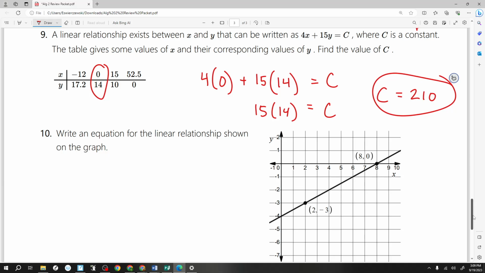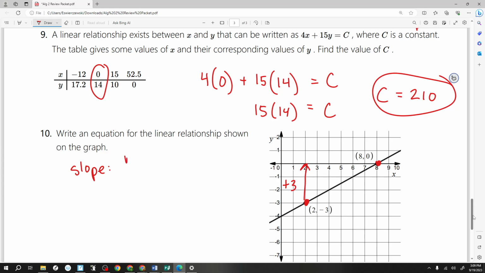Write an equation for the linear relationship shown on the graph. Okay, again, it doesn't tell me what form. So I have options. I would recommend point slope form because it's easier. Can we figure out what the slope is? How would we do that? Yeah, give me directions. Let's say I'm here. How do I get here? I go up 3.